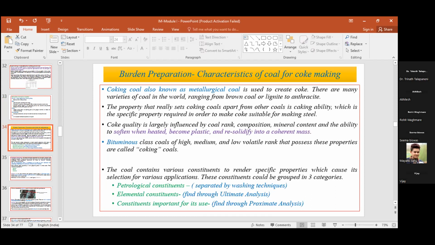Before we subject any raw material to the blast furnace, we put these raw materials through a beneficiation process called burden preparation, whether it is size reduction, the so-called comminution process, or any other technique we follow for the separation of the gangue, that is the mineral matter.